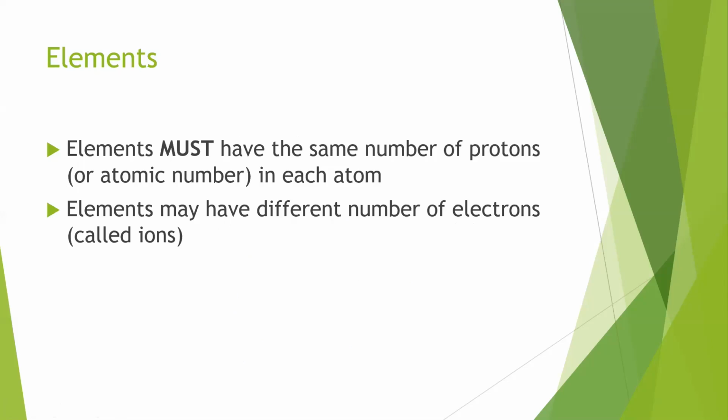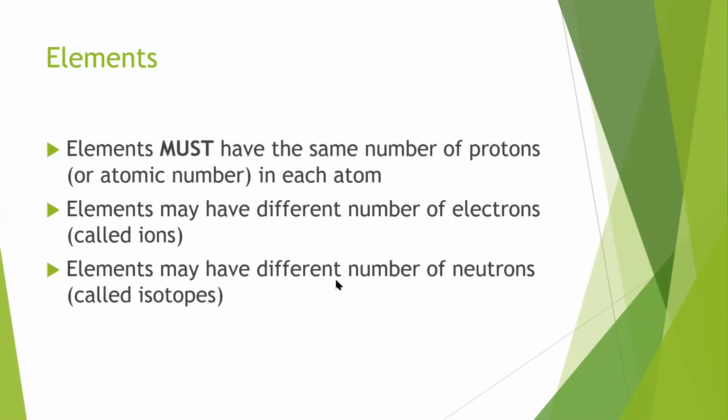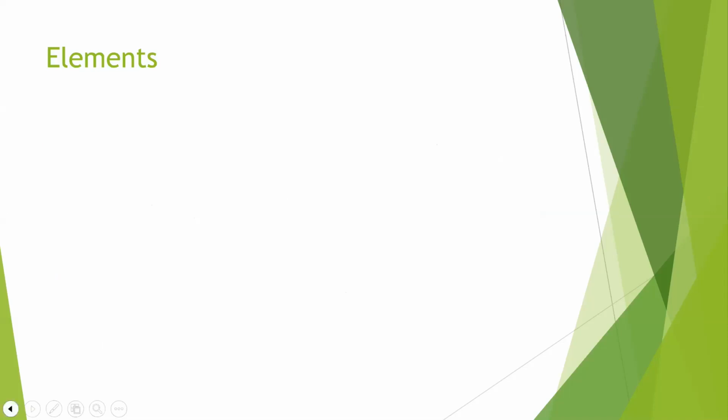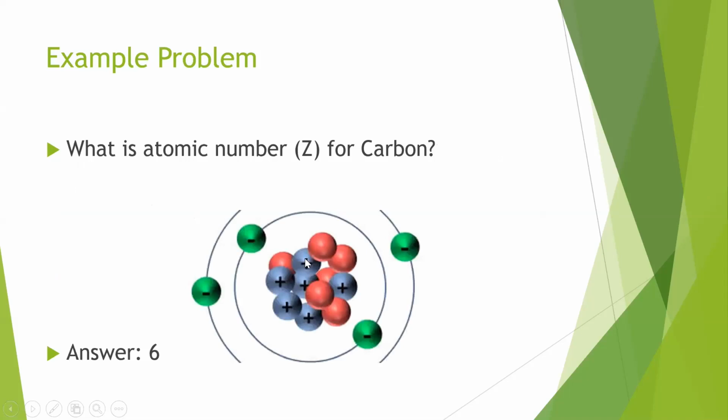So there can be different numbers of electrons in atoms, and they might have different numbers of neutrons as well, called isotopes. A common example is carbon. If you see in this picture, there are 6 neutrons and 6 protons. So we call this specific atom carbon 12, which is the most common type of carbon atom. But there's also a carbon atom called carbon 14, which has 6 protons and 8 neutrons. It's a rare type of carbon.